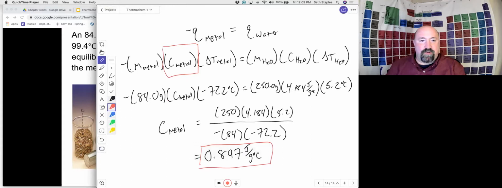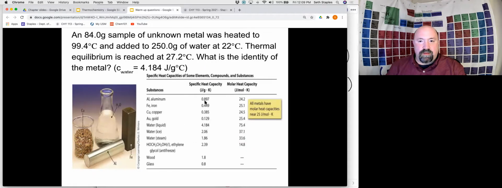So we compare that to our table, and we see aluminum. And so this is just using our idea of the law of conservation of matter, and in conjunction with our basic heat equation. And we just set the two of them equal to each other for the heat lost by the metal, heat gained by the water.